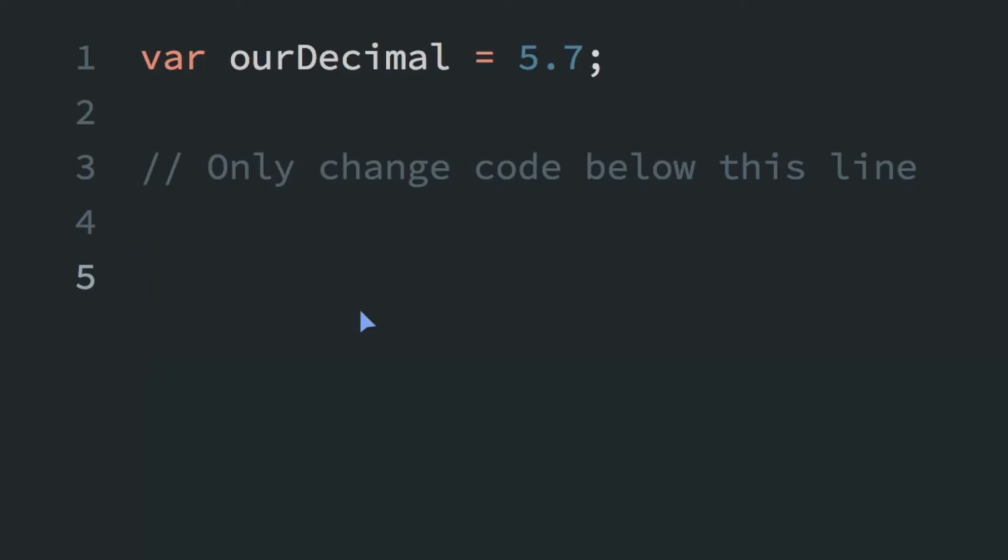We can also create decimal numbers with JavaScript. These are sometimes referred to as floating point numbers or floats. You can see this is one here, 5.7. It can be anything. I'm going to make one called myDecimal, and then I'm going to store it as 0.009. Anything that has a decimal point in it is a decimal point number.